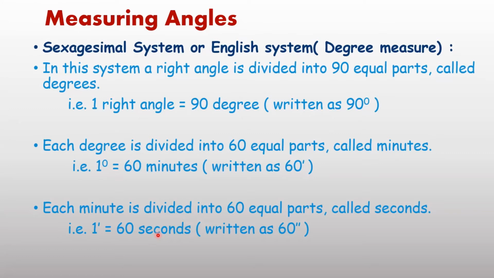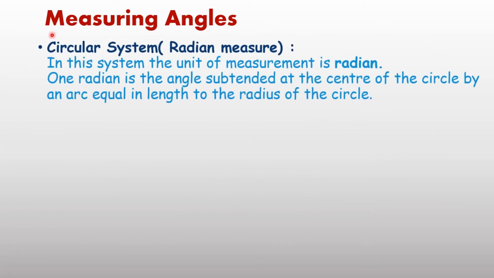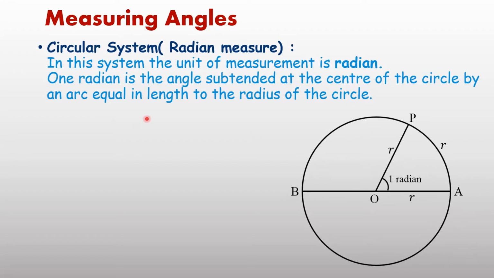Now, the second system to measure an angle is the circular system. As the word circular is used here, it means that with the help of a circle we are going to define the angle, and it is known as radian measure. In this system, the unit of measurement is the radian.